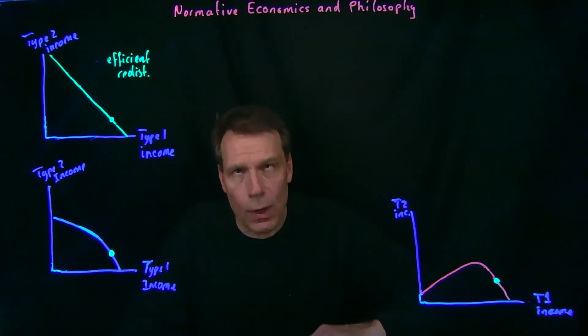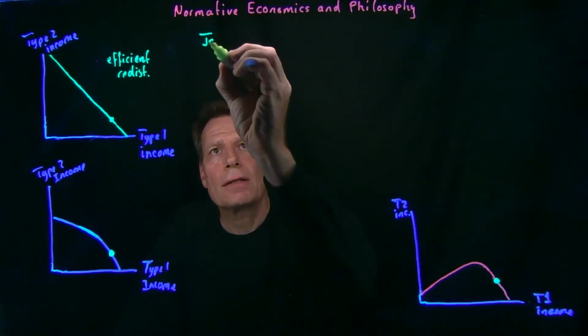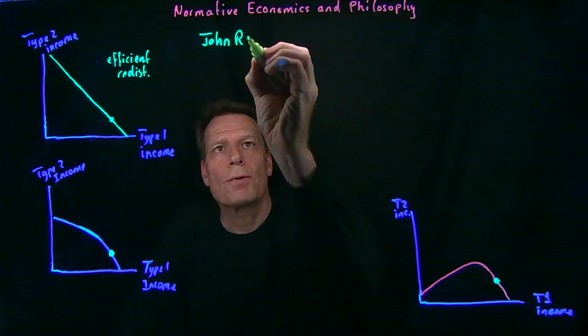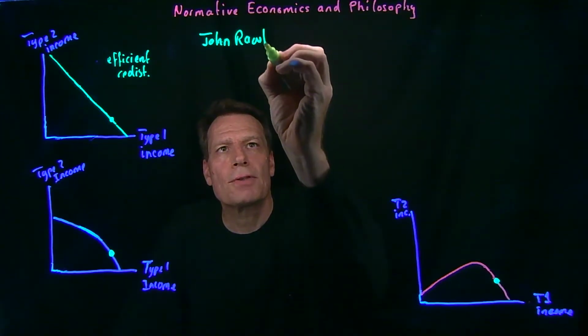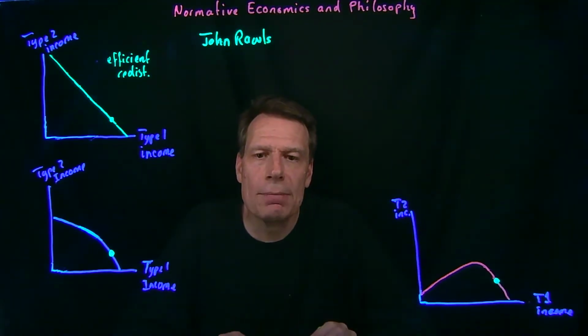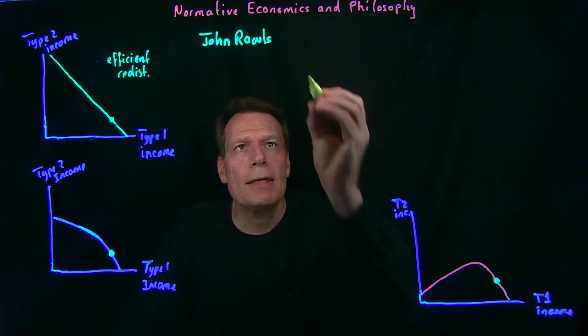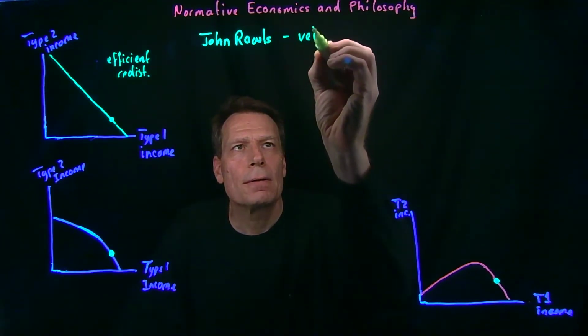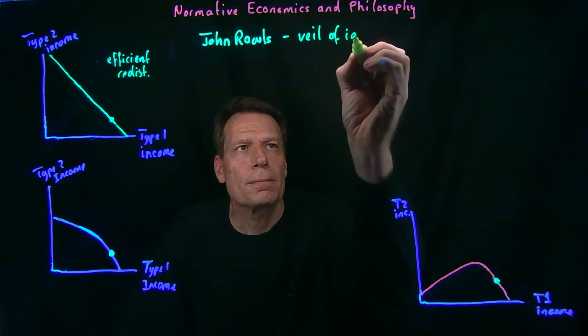Then in 1971, a philosopher named John Rawls wrote a book called The Theory of Justice, in which he named that thought experiment. He called it the veil of ignorance.